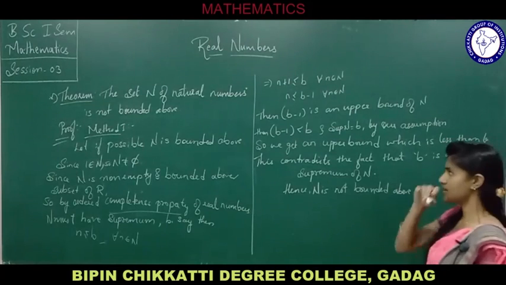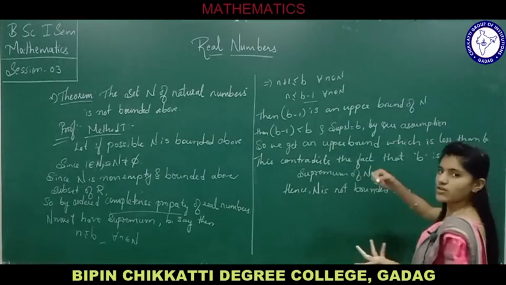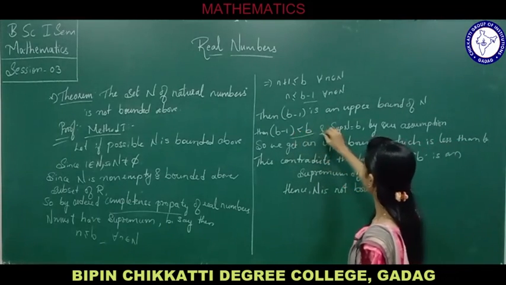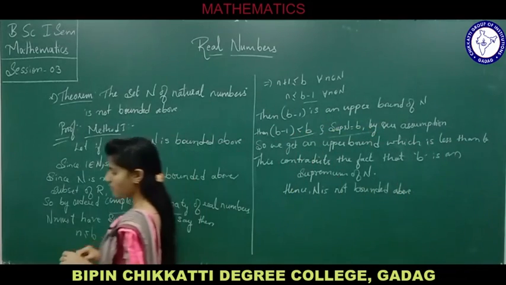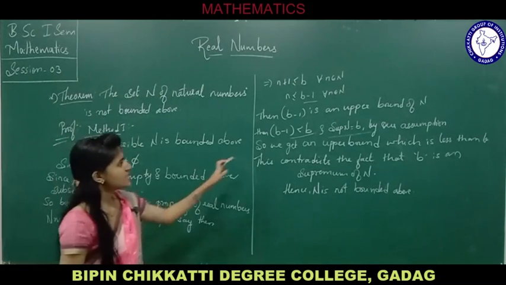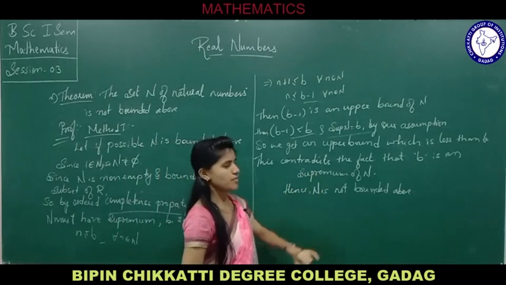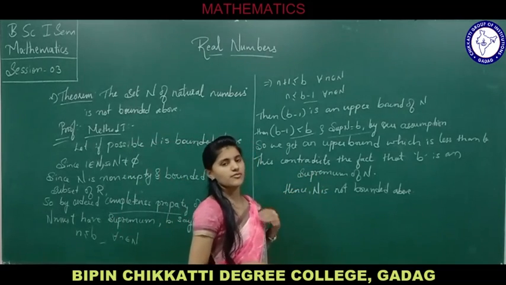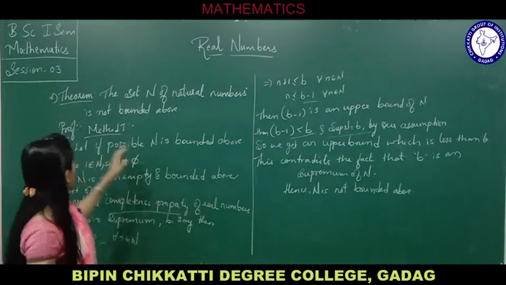Then what is going to happen? Then B minus 1 will be an upper bound of n, right? We got B minus 1 is less than B, and the supremum of n will be equal to what? This supremum of n will be B by our assumption. Then what we got? We got an upper bound which is less than B. So this contradicts the fact that B is the supremum of n. Hence what we proved? We proved that this n is not bounded above. We proved this by the first method.